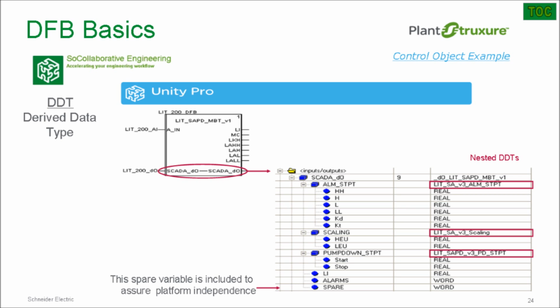This would be in conflict with the constraint in Unity Momentum, M340, and M580 CPUs of 32-bit data only being allowed on even addresses. It is also recommended to group elements of a DDT with like data types adjacent and consecutive in decreasing byte size order. This also helps to ensure hardware platform independence. Padding the DDT with the spare will allow the same DFB created for use in a Quantum to be used in a Momentum, M340, and M580 system without having to sacrifice state RAM addresses.